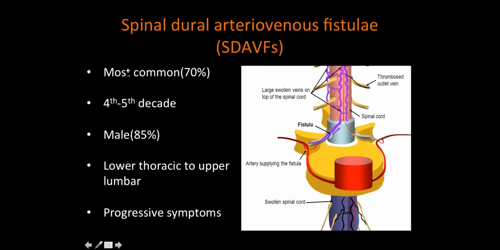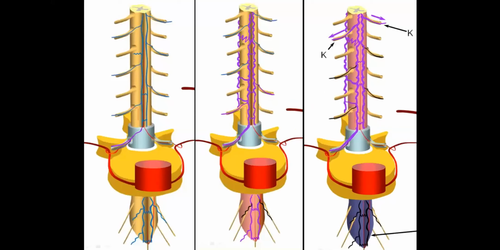So Dr. Pritham has mentioned this, but I will briefly go into the pathogenesis of dural AVF in spine. It makes 70% of all spinal vascular malformations present late. 85% constitute male, and this is in contradiction to the intracranial dural AVF, which is more common in female. And this may be found from foramen magnum up to the sacral level, any level, but most common is lower thoracic to upper lumbar level. And this information helps us while doing catheter angiography. I will describe it later. And they typically present with progressive symptoms.